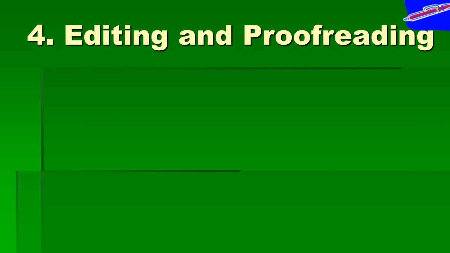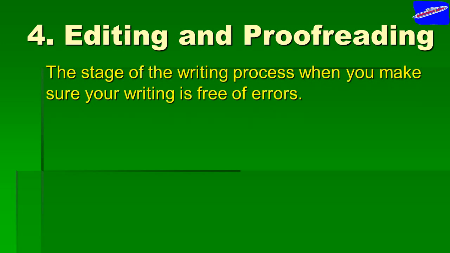The fourth stage in the writing process is called editing and proofreading. Now, some people will look at editing and proofreading as two different steps. We're going to look at it as a single step. Editing and proofreading is the stage of the writing process where you make sure that your writing is free of errors. It's natural and normal to make mistakes as you write, but this is the time where you take all of those mistakes and try to eliminate them.